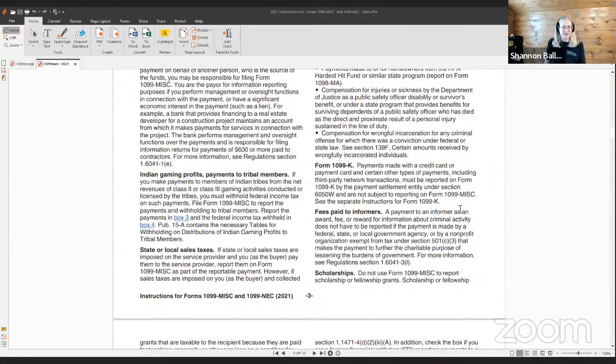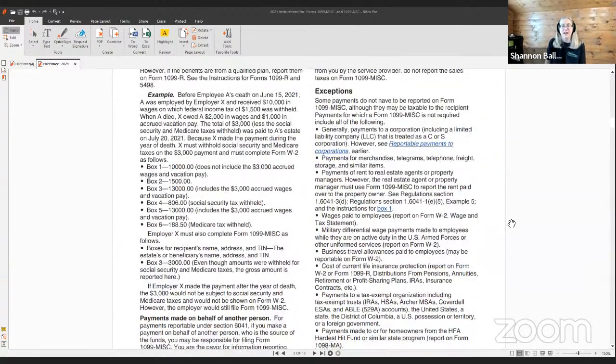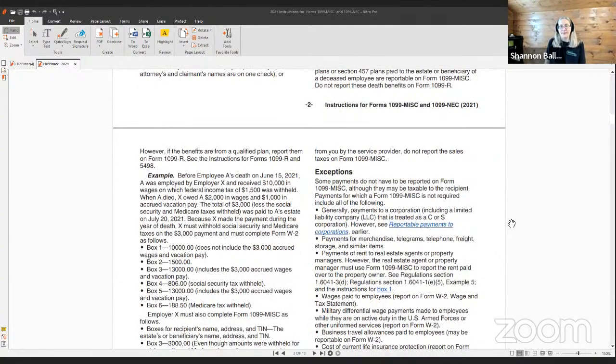State or local sales tax. If state or local sales taxes are imposed on the service provider and you as the buyer pay them to the service provider, report them on Form 1099-MISC as part of the reportable payment. However, if sales taxes are imposed on you as the buyer and collected from you by the service provider, do not report the sales tax on Form 1099-MISC.